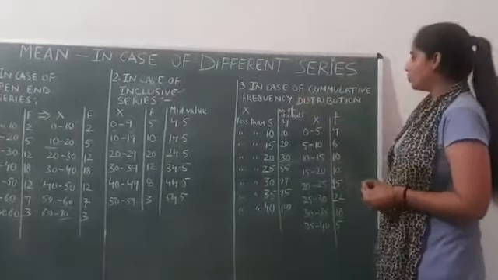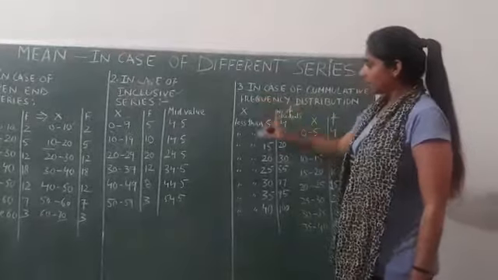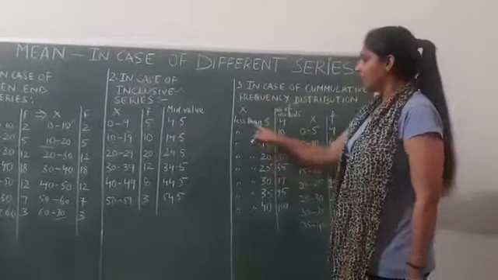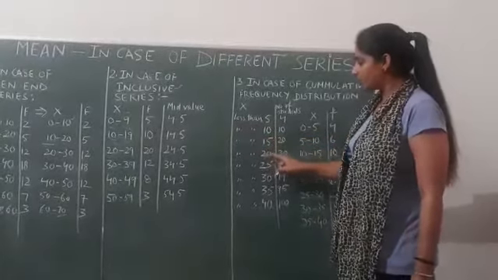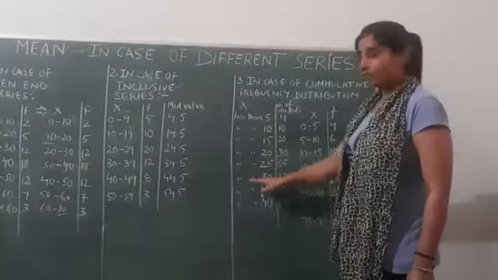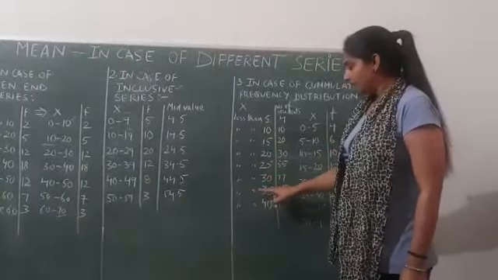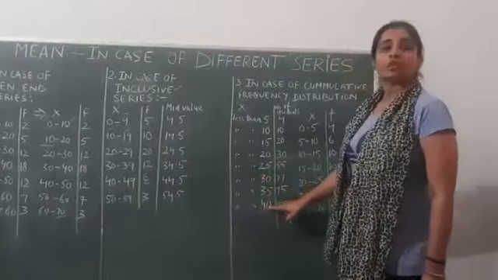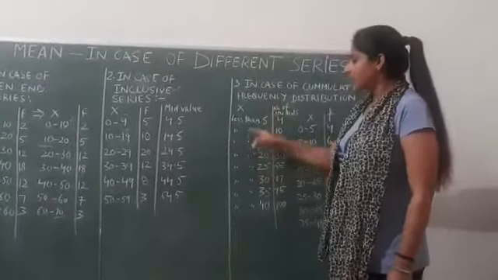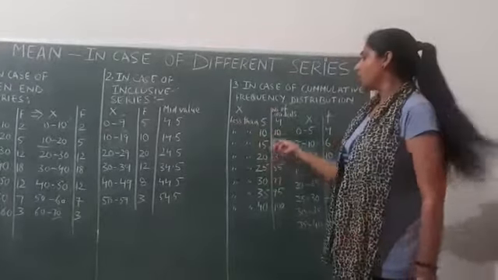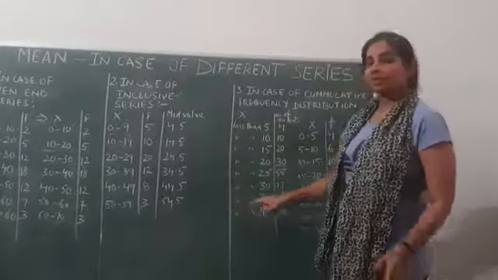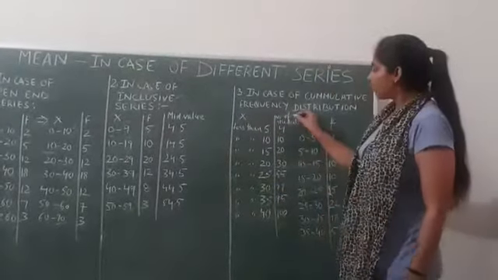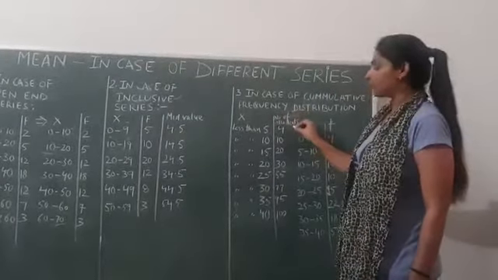In a cumulative frequency distribution, you see x is given as less than 5, less than 10, less than 15, less than 20, less than 25, less than 30, less than 35 and less than 40. So the whole x is given in the form of less than, right? Only this 5, 10 is given but the other class limit is not given. And of course we are given the number of students.